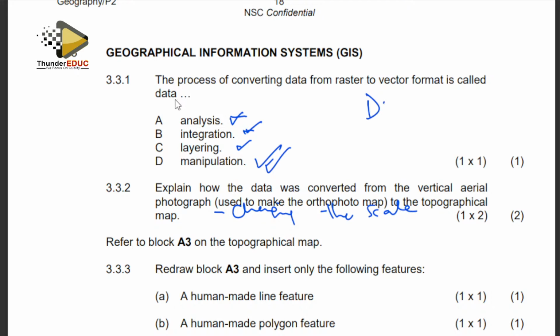All right. And we can also look at another option, to say by using symbols. Remember, if you use symbols, basically vector data is used on the topographic map, and therefore you have got points, lines, and polygons. And then raster data is used on the orthophoto map, so we have got pictures. So they are using symbols now instead of pictures. That's why we say they can use that method.